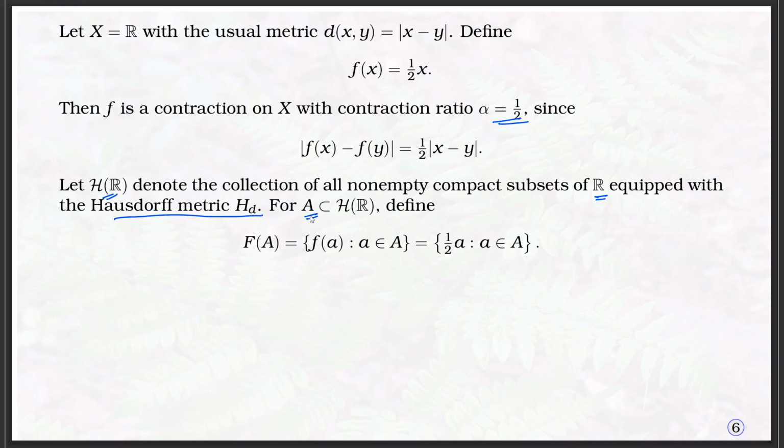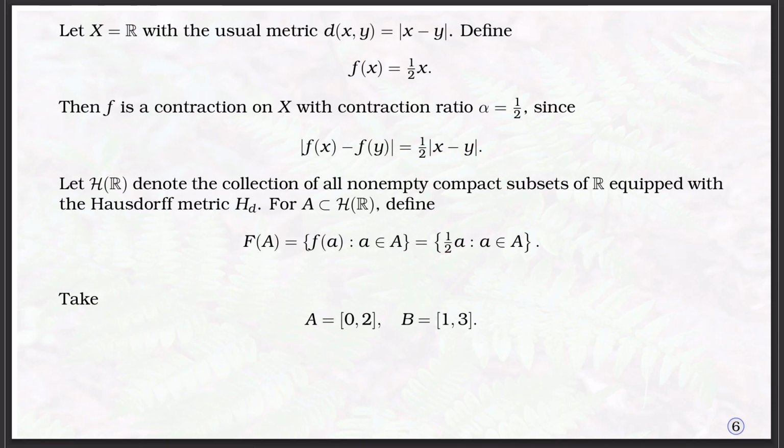Now, we can take any set A in H of R, any compact set in R, that is, A is an element or subset in H of R. Maybe we need to take A is a member of H of R. Define f of A as the set of f of a such that a belongs to A, that means a by 2 for all a belongs to A.